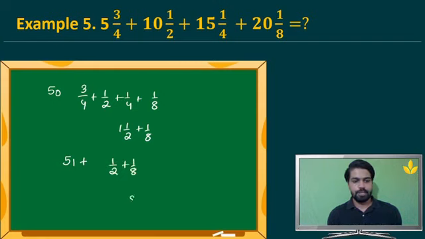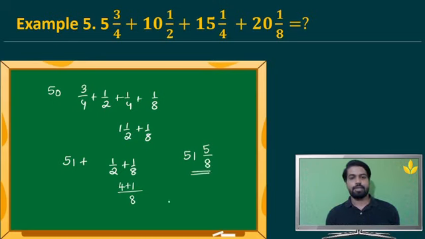And the LCM is again 8. So it is going to be 2 4s and 1s. So my answer will end up with 51, 5 by 8. This will be the fraction. So this is how we can add the fractions faster. Okay, so this is one of the better examples to understand the approaches.